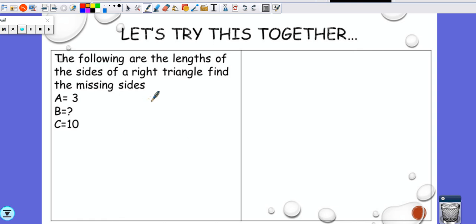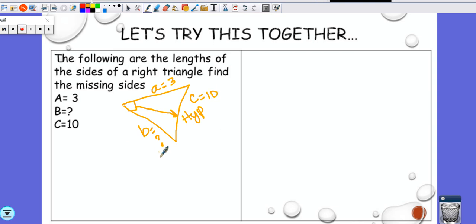I'm going to draw a right triangle like this, and put the right angle right here. If this is my right triangle, then across from that would be my hypotenuse. This is my C, and I'm going to just call the other sides A and B, however you want to do it. A, they said, is equal to 3. B is what it wants me to find, and it told me C was 10.